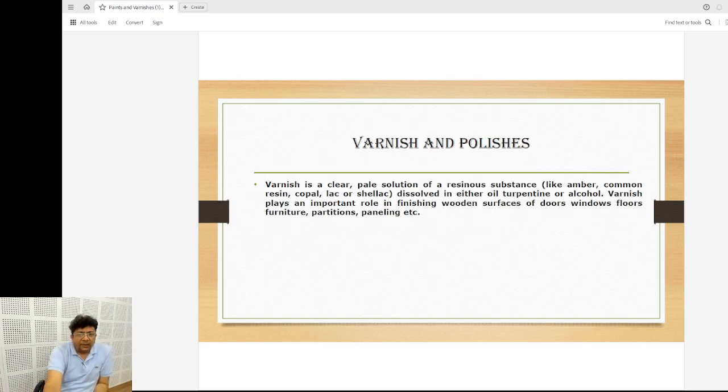This is all about the paints. Now we come to varnishes and polishes. There's a lot of question or confusion in the general public: what is the difference between the paint and the varnish or the polish, as we call it?